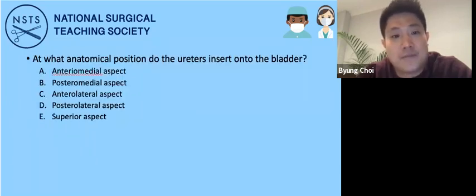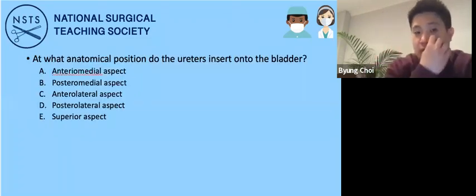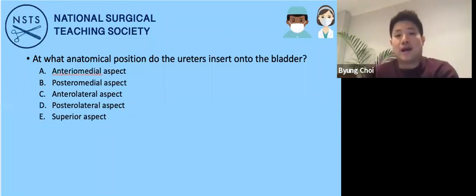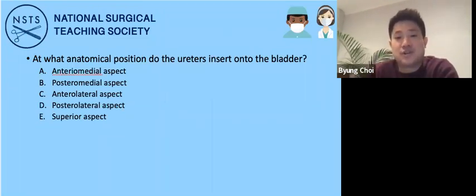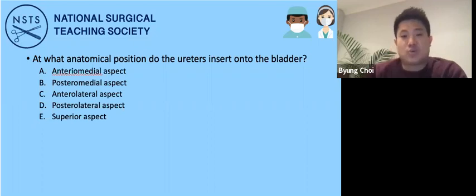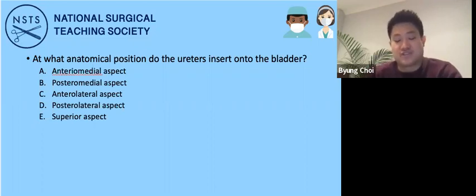Okay, so we'll squeeze in a couple more questions. At what anatomical position do the ureters insert onto the bladder? A, the anteromedial aspect, B, the posteromedial aspect, C, anterolateral aspect, D, posterolateral aspect, and E, superior aspect of the bladder. So at what anatomical position do the ureters insert into the bladder? I'll give you a few seconds for this one.